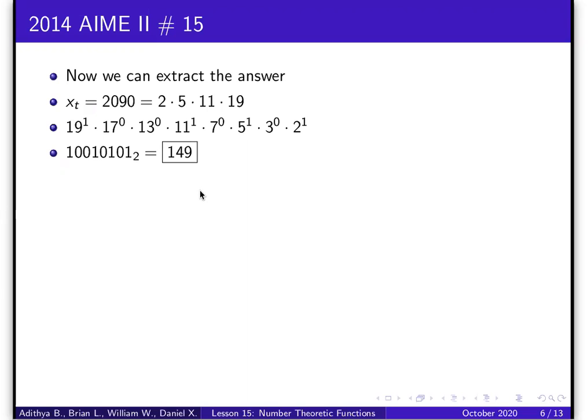As a side note, the problem asks us to find the smallest value of t. But with what we found about the sequence, we know that there's actually only one value of t, because every integer has a unique binary expression. That means each term of the sequence is different. So does anyone have any questions about this problem?